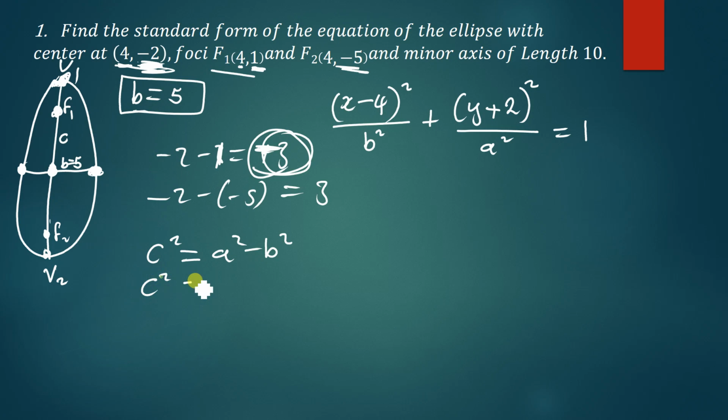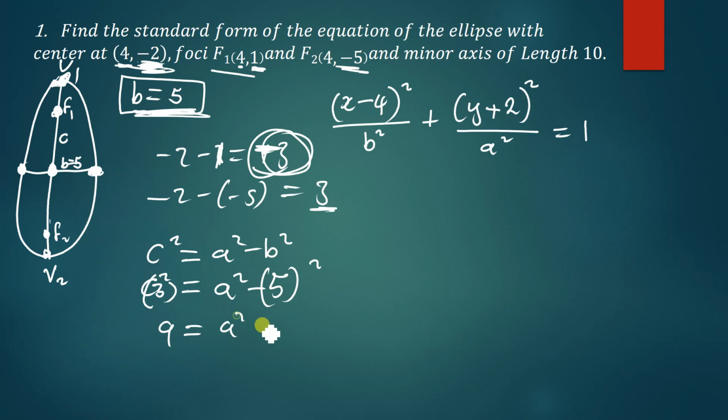So c squared is equal to the value of a, which we don't have and are trying to find right now. So I'm going to leave it as a squared, and then minus b squared, which has been given. We found it to be 5 there, so we say 5 squared. We also found c, which is 3, so 3 squared gives us 9. So this is equal to a squared minus 5 squared. This will give us 25.